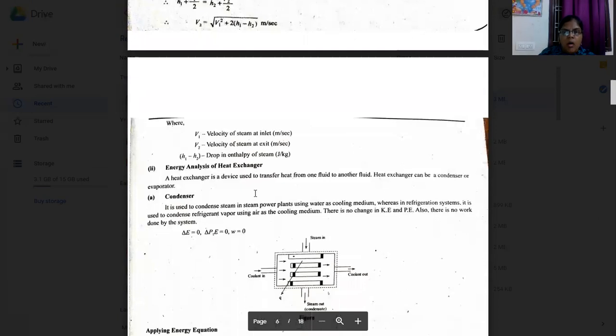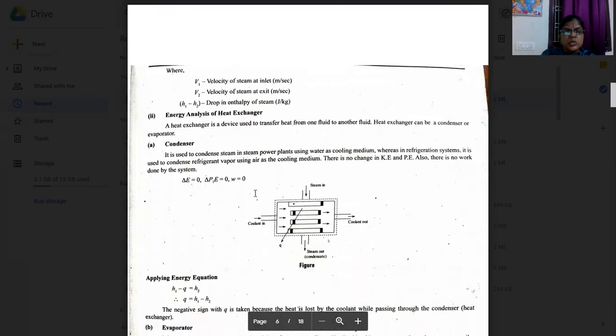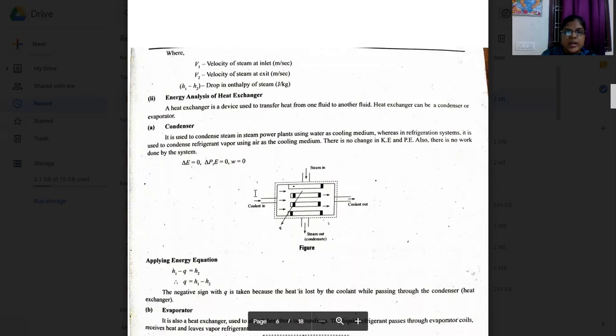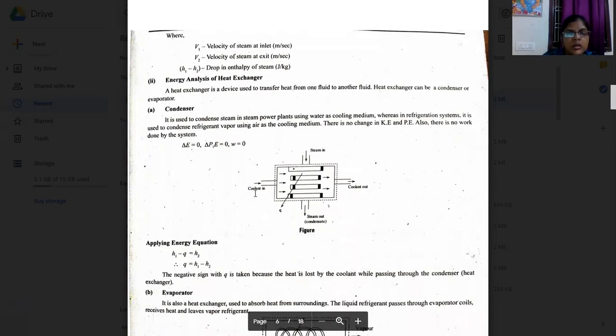Next we look at energy analysis of a heat exchanger. Why are we using heat exchangers? A heat exchanger is a device used to transfer heat from one fluid to another fluid. A heat exchanger can be a condenser or an evaporator. The condenser cools, and the evaporator heats. So in heat exchangers we have two types, condenser or evaporator.